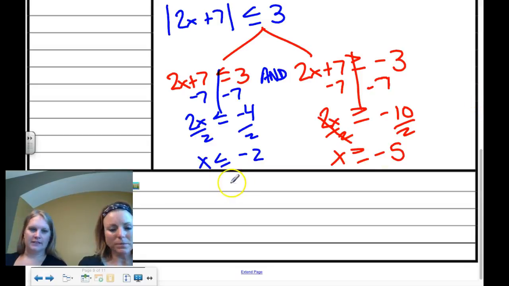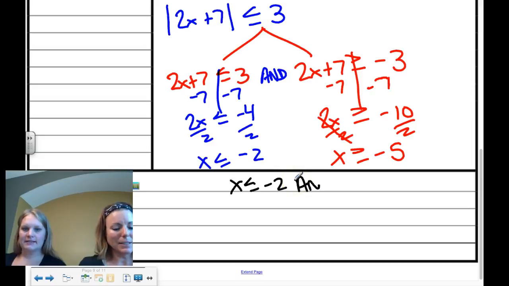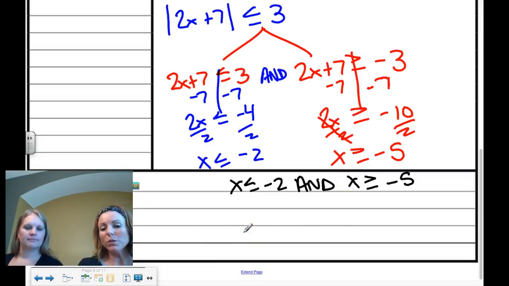Let's rewrite it. The final answer is x less than or equal to -2 and x greater than or equal to -5. Now I'm going to stop Miss Boyd one more time. We will give full credit for that answer right there in black. Some of you, however, are going to write it another way, and we're going to show you right now.